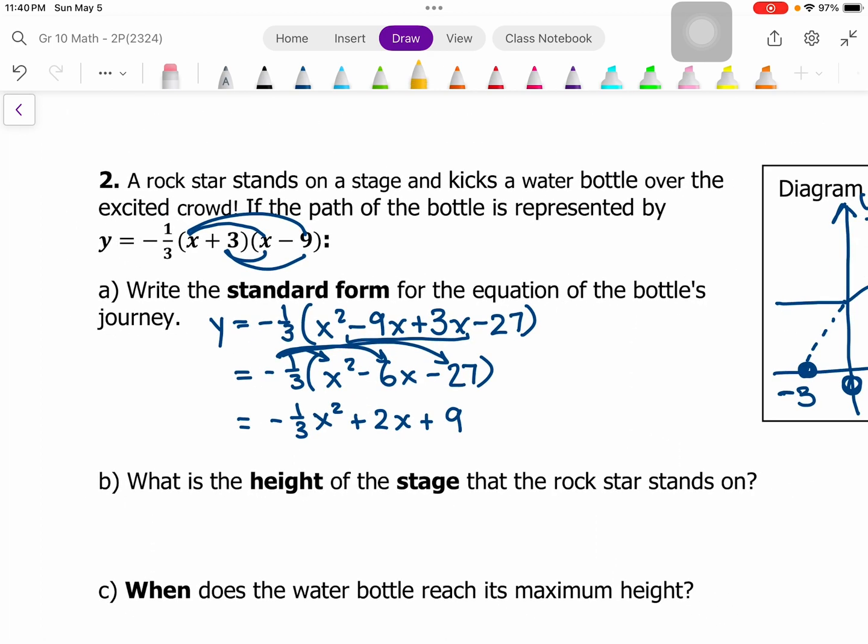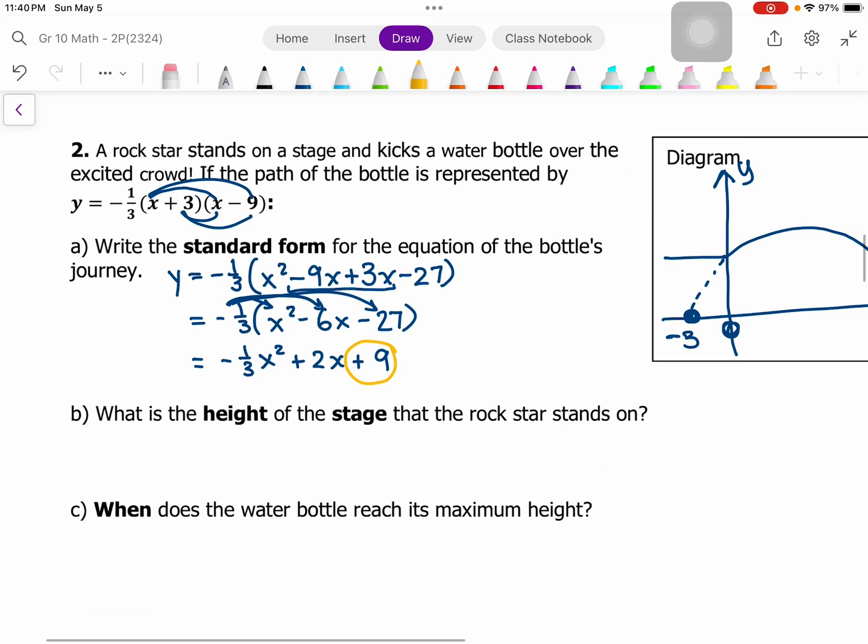Now this, the c value, tells us our y-intercept. So in this case, that is going to be the height of the stage, and that is our next question. What is the height of the stage that the rock star stands on? So ax squared plus bx plus c, c is our y-intercept, so that's at time equals 0, and in this case that's the height of the stage. Now we don't have any information on units, so once again we're going to just use the word units. So it is 9 units high, might be feet, might be meters, we don't know, or something else.